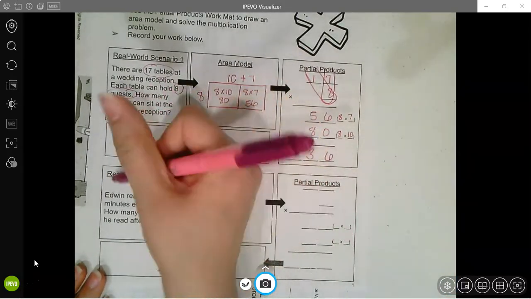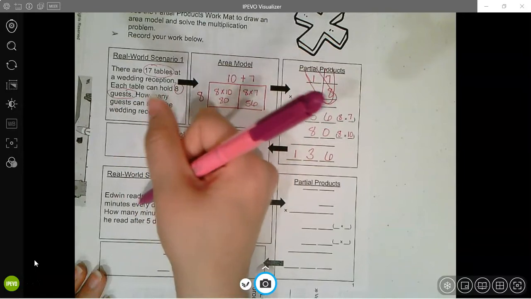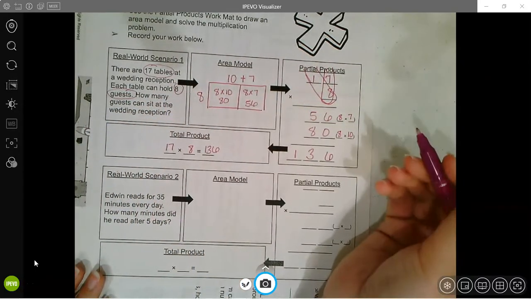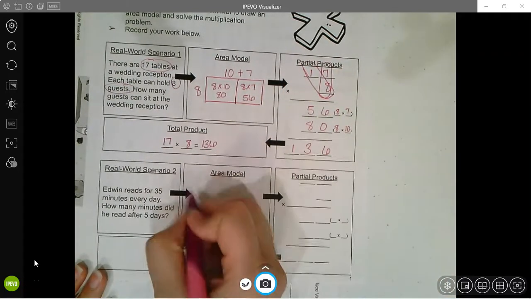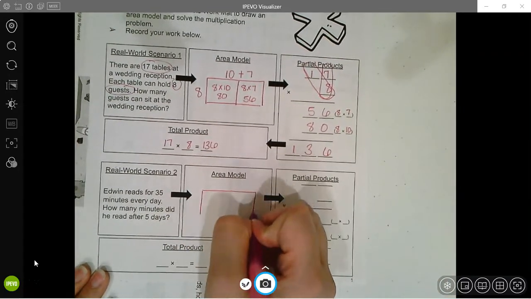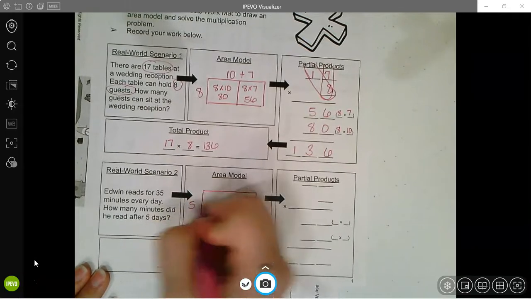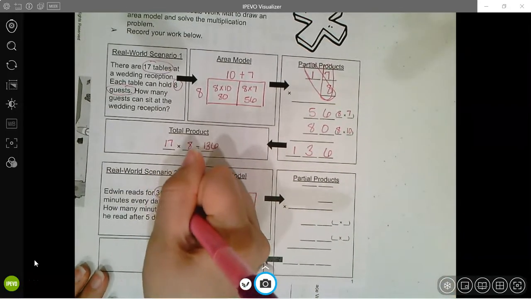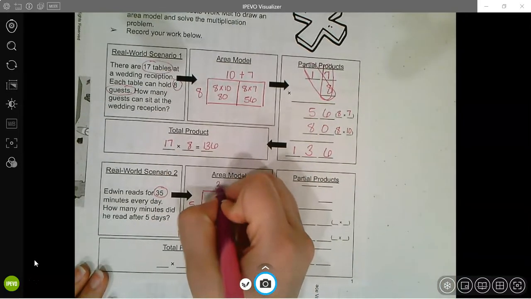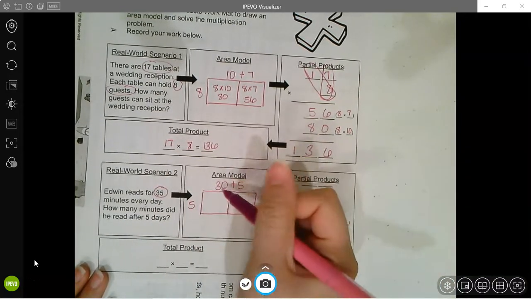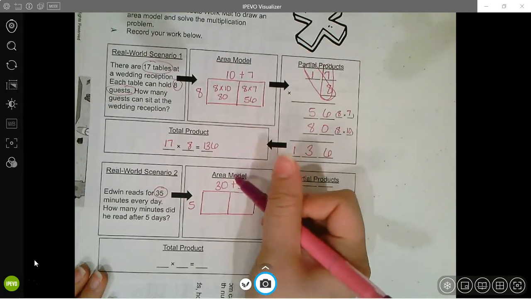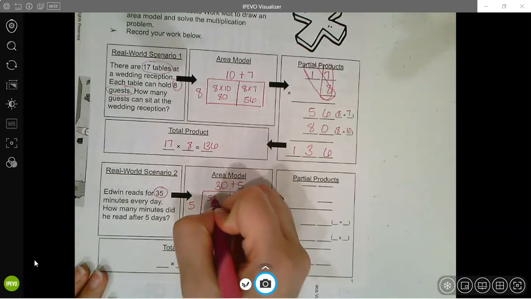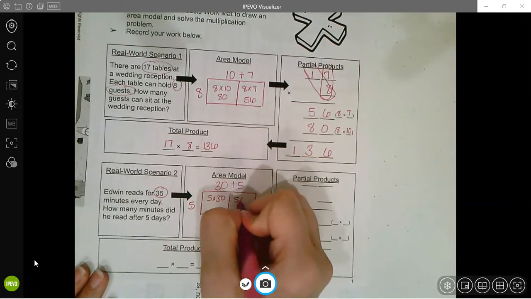Real world scenario 2. Edwin reads for 35 minutes every day. How many minutes did he read after 5 days? Okay, so I know that he read for 5 days and he reads 35 minutes. So I'm going to take 35, guys, and break it apart. I know that 30 plus 5 equals 35 because I have 3 tens and 5 ones. So I'm going to do 5 times 30 and then 5 times 5.